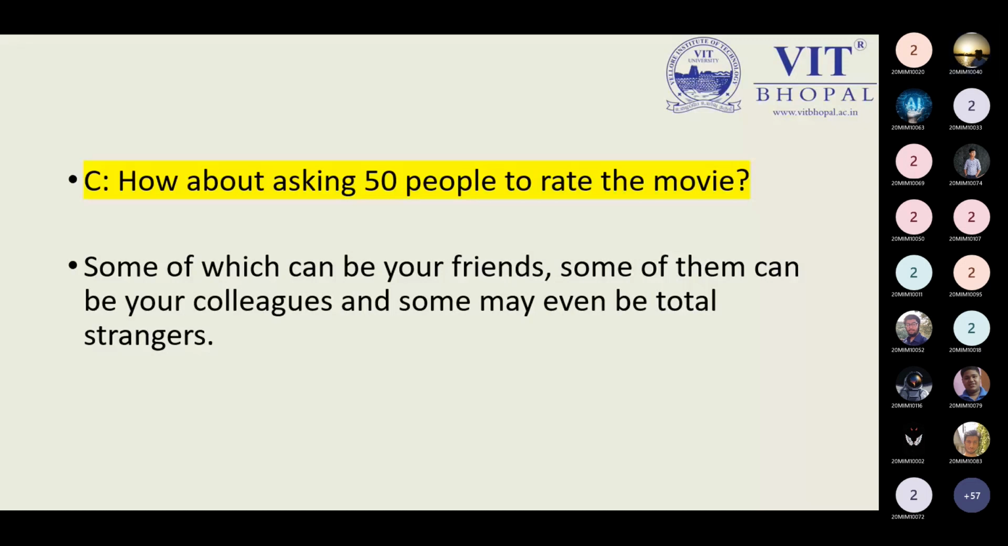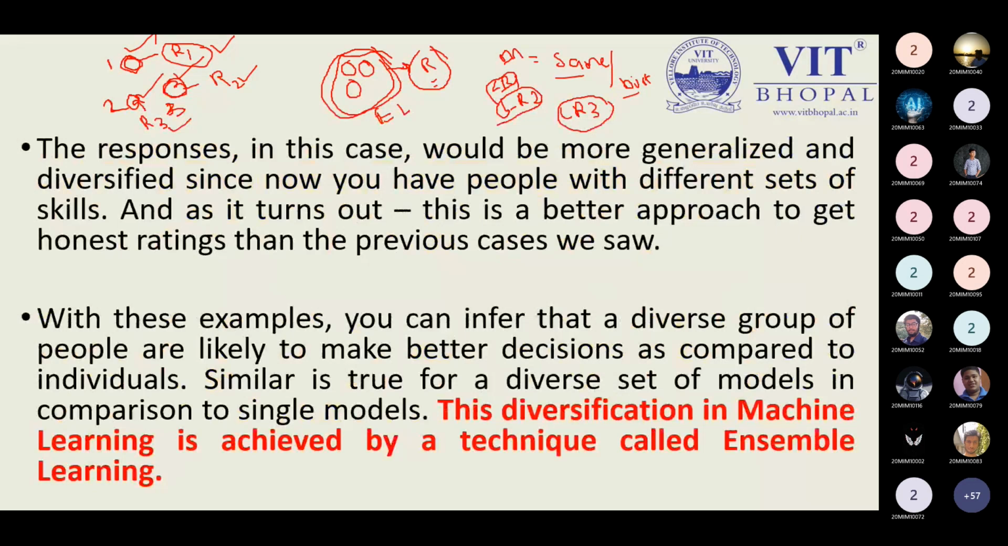So the responses in this case would be more generalized and diversified, since now you have people with different sets of skills. And as it turns out, it is a better approach to get an honest rating, because if your friends are giving a false rating, then that would not be an honest rating. So that's why I'm choosing mixed kind of people to get my rating, so that it could be an honest rating.